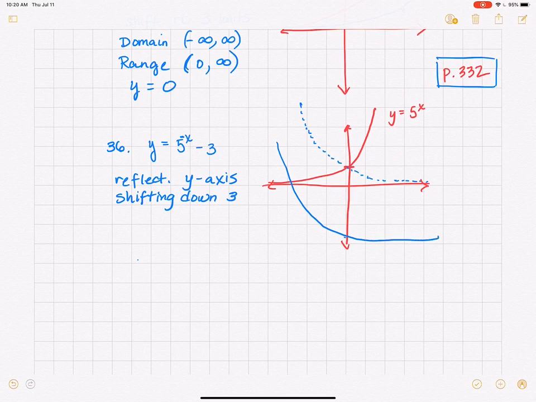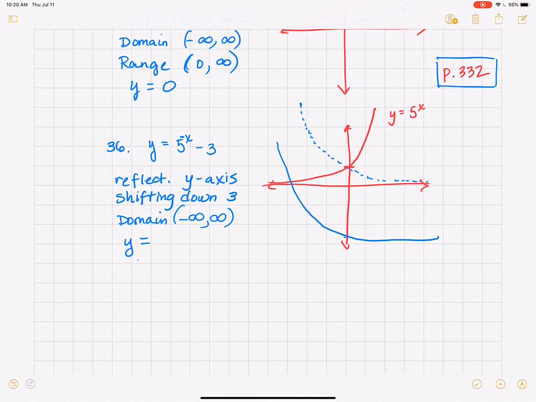All right, so let's answer the questions. They ask for my domain. My domain has no restrictions. It's still going to be negative infinity to infinity. Let's look at the asymptote first. All right, so we've got y equals, so there's my asymptote.